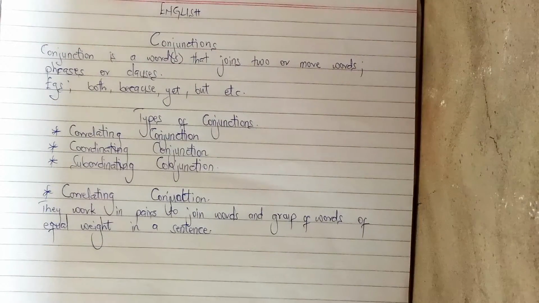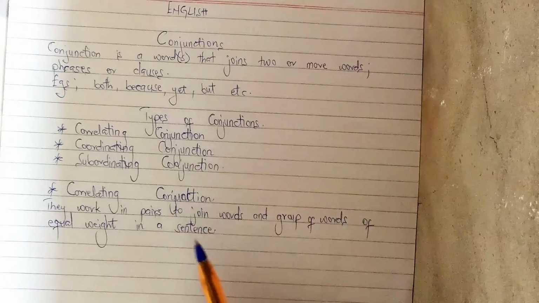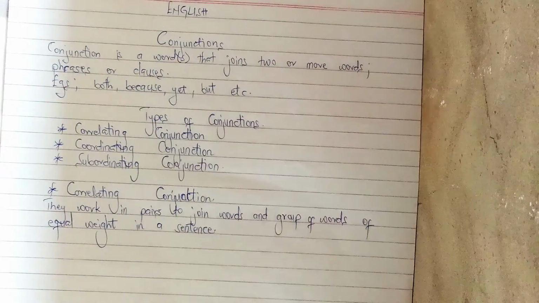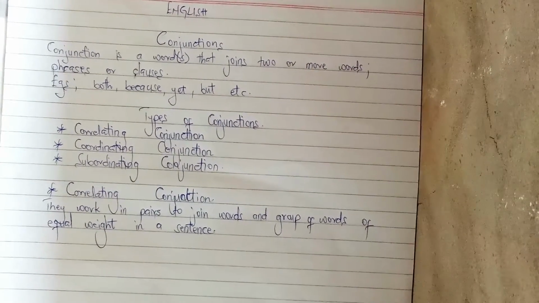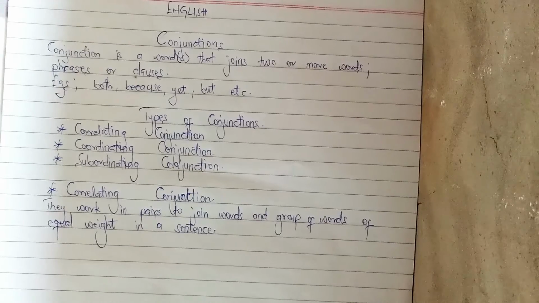So correlating conjunctions work in pairs to join words and groups of words of equal weight in a sentence. Now we are saying of equal weight because when a word is in the plural form, you are supposed to join it with another word which is also in the plural form. When we are looking at correlating conjunctions, one word should not be plural and another singular. For instance, I say "these" and then I can't say "and this." So they should always be of equal weight.